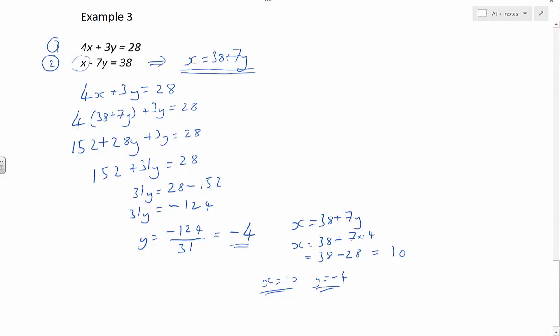Every method works if you do it the correct way. There is no best method to use, and it's all a question of confidence and practice.